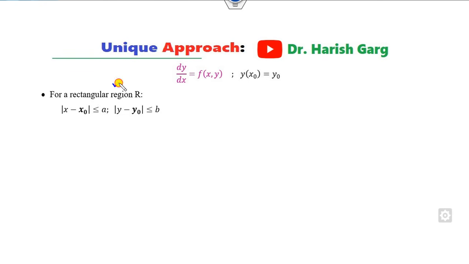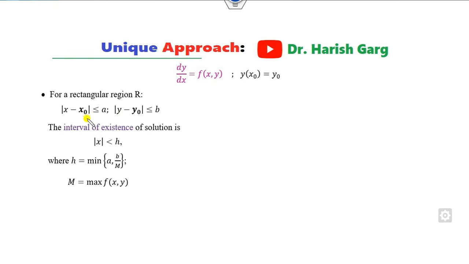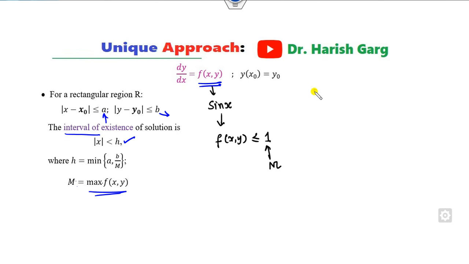If you want to find the region around x naught and y naught, we can define a rectangular region, and the interval of existence is mod x minus x naught less than h, where h is the minimum of a and b over m, and m is the maximum value of this function f. If my function is sin x, then clearly the maximum value of f is always less than or equal to 1. So this is my m. M is the maximum value of this. If it is x square plus y square, then we can find the maximum value of x square plus y square, which is less than or equal to mod x square plus mod y square.